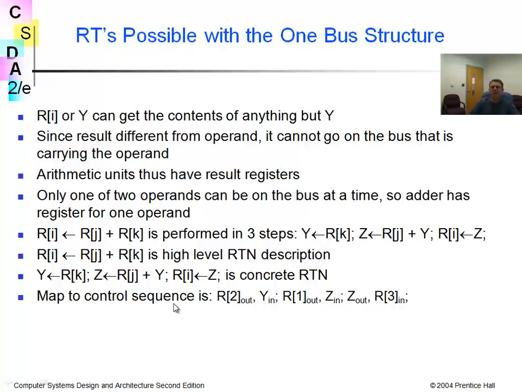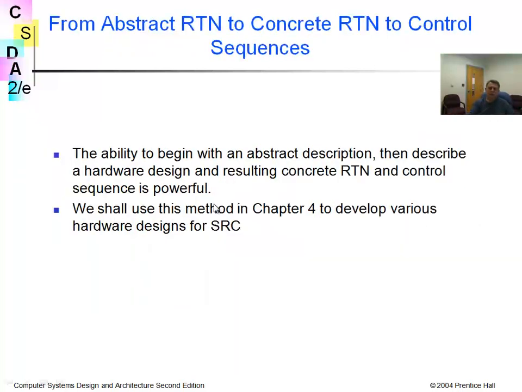RT is possible, register transfer is possible with the one bus structure, meaning any register Ri, or Y, can get the contents of anything but Y. Since the result is different from the operand, it cannot go on the bus that's carrying the operand. In other words, you can only have the content of one register on the one bus. If you have only one bus available to you, you can only have one piece of information. If you put another piece of information, they all get garbled and you get just junk. There's nothing right over there.